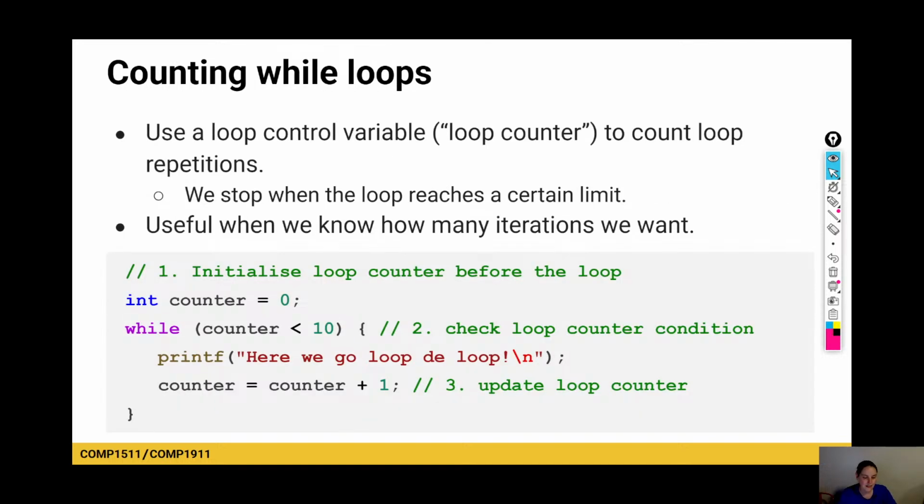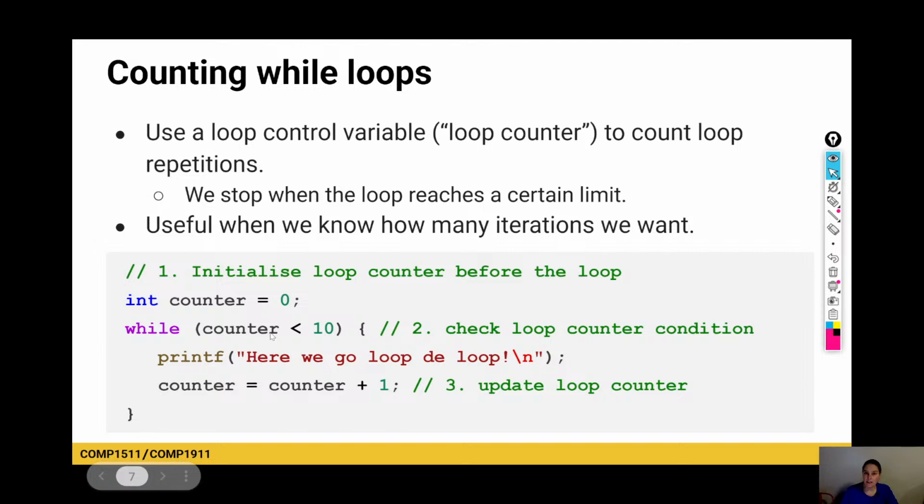So this is our classic counting while loop. We did have a quick look at this one yesterday. Our counter is starting at 0, and we check, is our counter less than 10? So 0 is less than 10, so we end up printing, here we go loop-de-loop. And then we increment our counter, so now our counter is 1. The next time round in the loop, we're asking, is 1 less than 10? And it is, so we print, here we go loop-de-loop. We increment our counter, now equal to 2. We do this again and again and again.